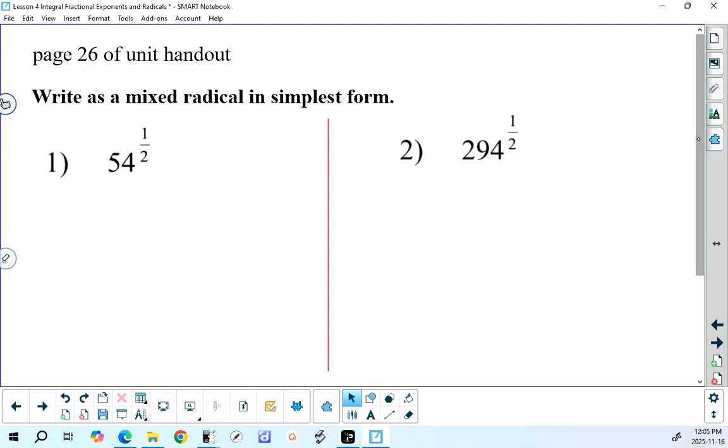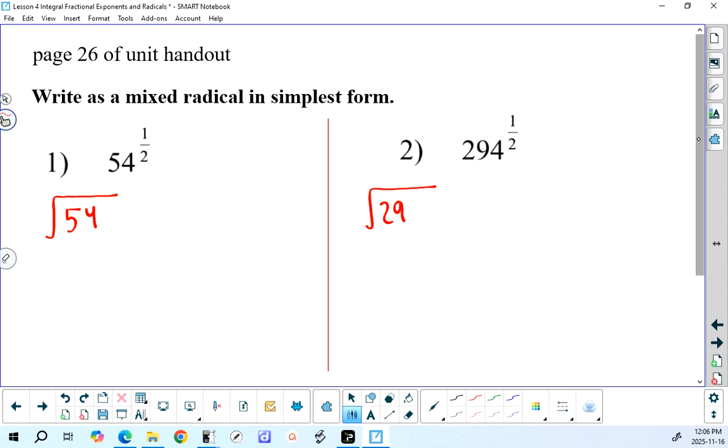Well, 54 raised to the 1/2, we learned in this lesson, is the square root of 54. I'm just going to leave that there for now. 294 raised to the 1/2 is the square root of 294. In the previous unit, we learned that this is called a whole or entire radical. And we learned how to take an entire radical and write it as a mixed radical in simplest form.